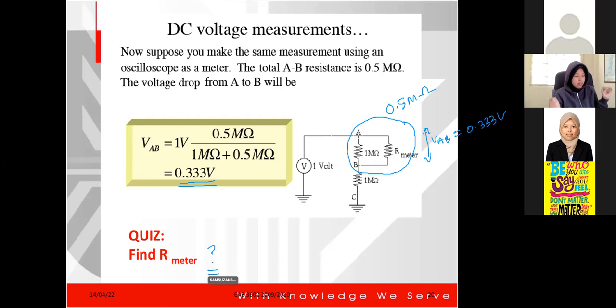Okay, I give you another 5 minutes to solve this problem and see whether you understand or not. Another 5 minutes means 8:50. We'll see the solution at 8:55.